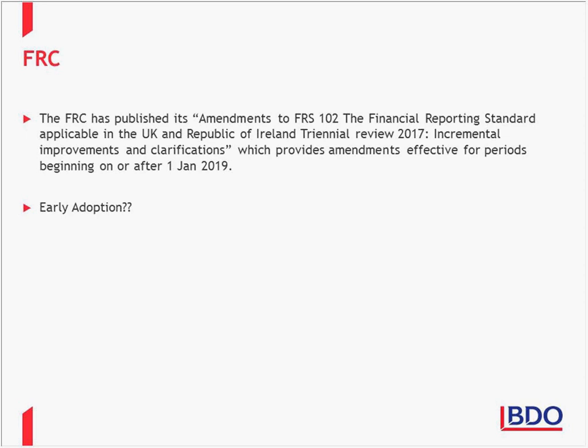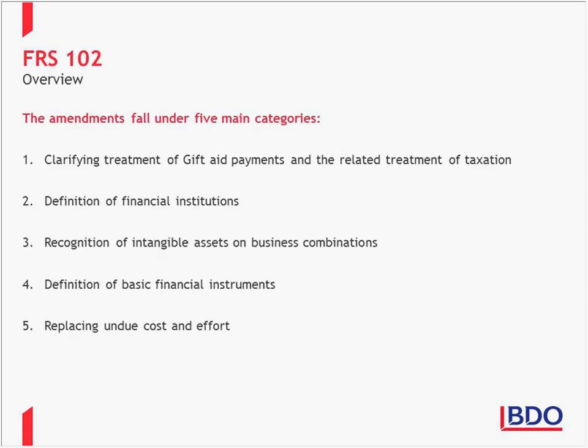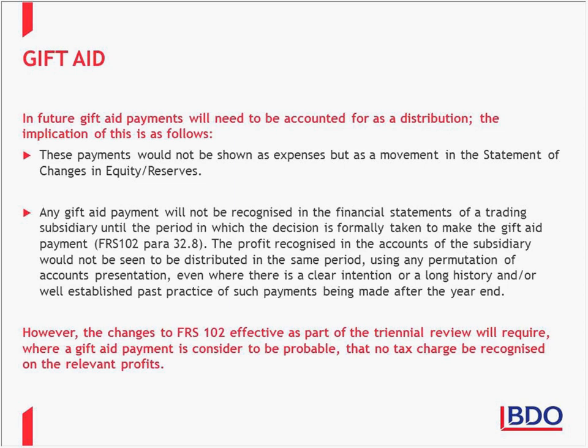But in the areas which I'll come on to in a moment, you could potentially adopt as well if you want to. The key areas that have come through around the triennial review are around treatment of gift aid, definition of financial institutions, recognition of intangible assets and business combinations, definition of basic financial instruments, and replacing undue cost and effort, particularly around properties which are held within a group. The areas I'm going to focus on today are the ones that have relevance to social housing providers: the gift aid piece, the definition of financial instruments and replacing undue cost and effort.